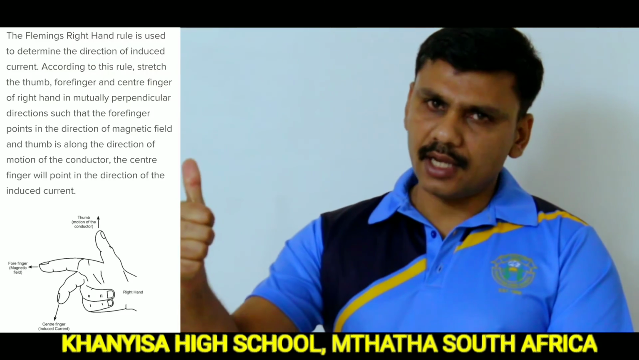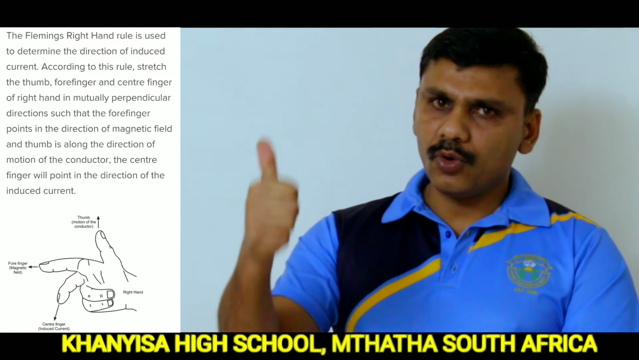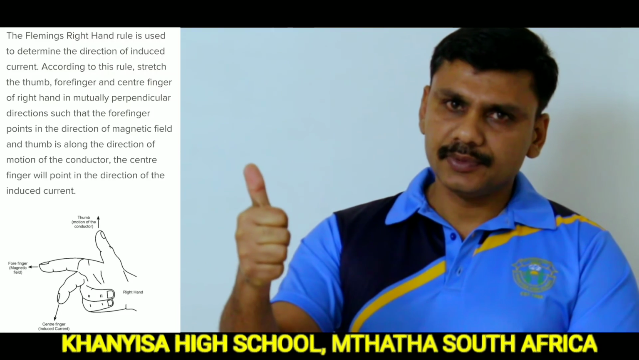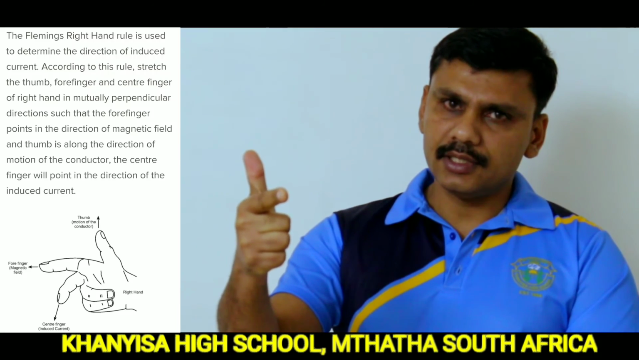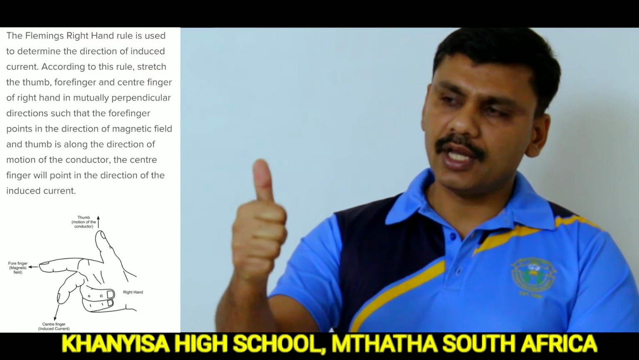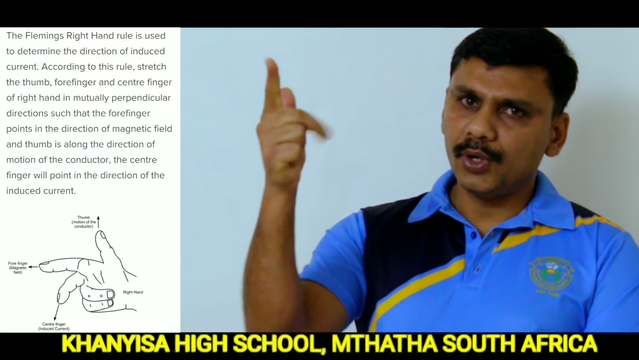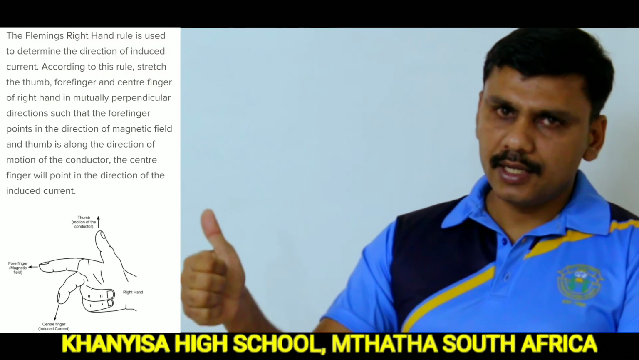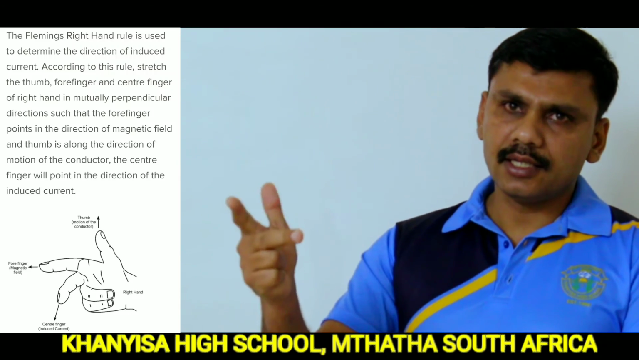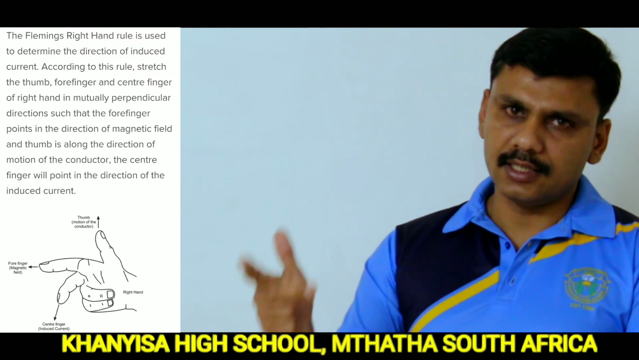When a coil rotates, that is given by the direction of the thumb. In a magnetic field, that is given by the forefinger. It will produce current. So when a coil rotates in a magnetic field, it will produce current. So Fleming's right hand rule is used for finding the direction of current produced in an AC generator.